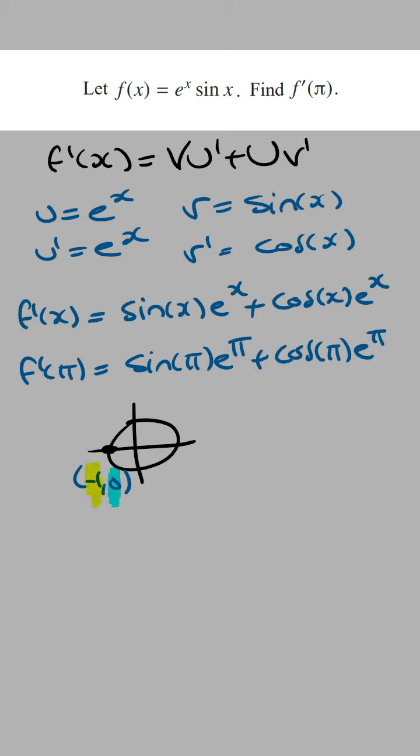And so we can then say that f dash of pi is going to equal 0 times e to the pi, which is just 0, and then plus cos of pi, which is -1, and then multiplied by e to the pi. And so this is equal to minus e to the pi.